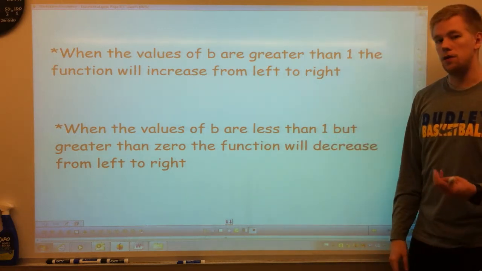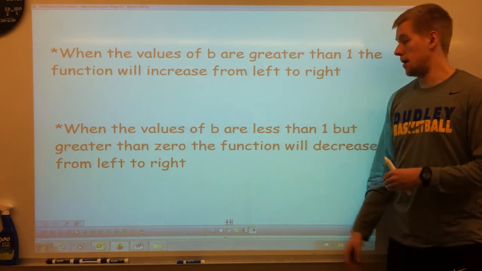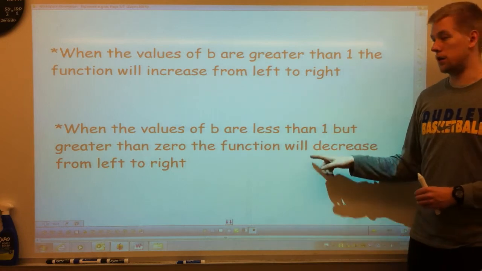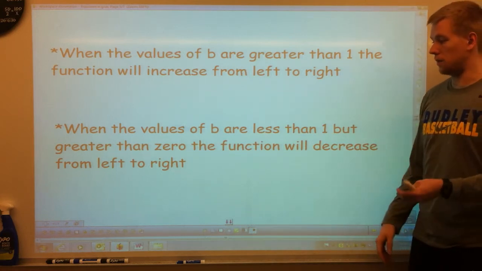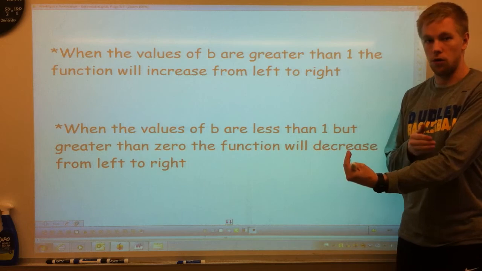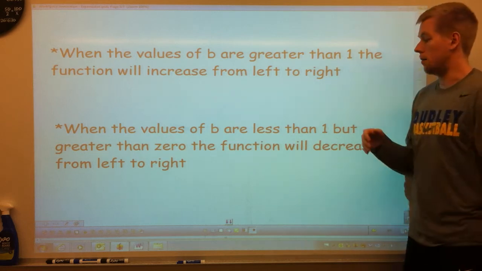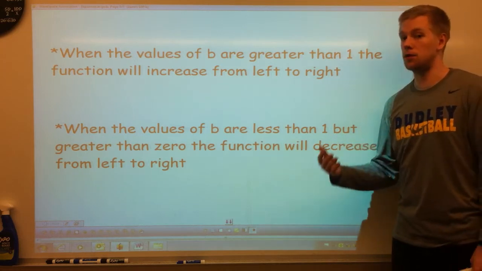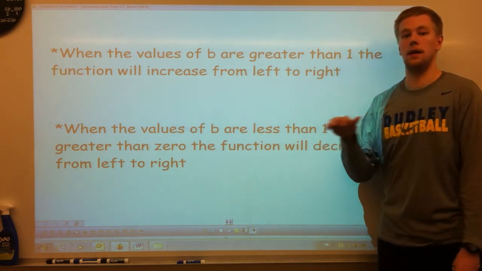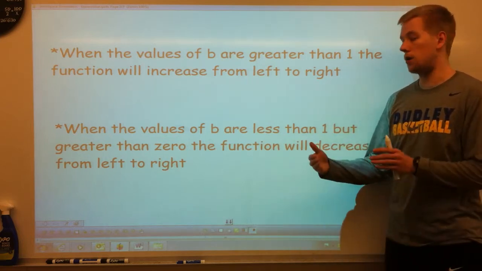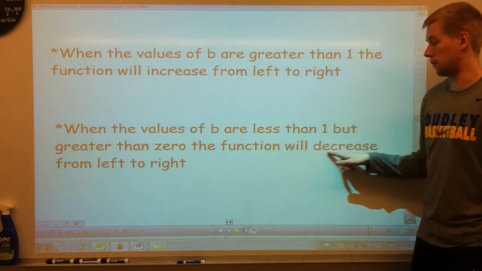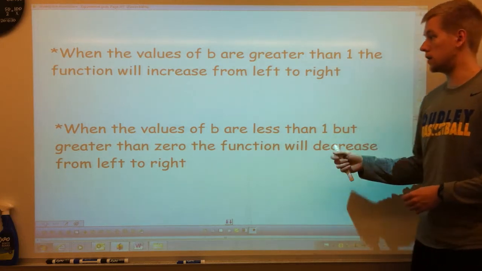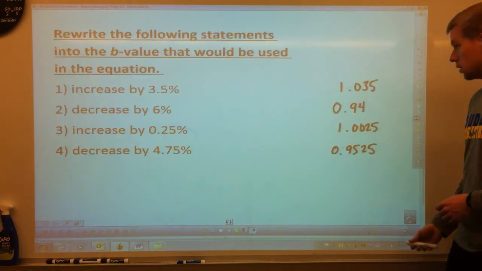So if your B value ends up being a decimal less than 1, but greater than 0, you know that function is going to decrease from left to right. Okay, so think about numbers that are in between 0 and 1, which are all decimals or fractions, like 1/2, 1/3, 2/3, 3/4, or 0.75, 0.25, 0.5, 0.33 repeating. All of those values would decrease going from left to right. Okay, so you'll have to have some number sense going into exponential functions.